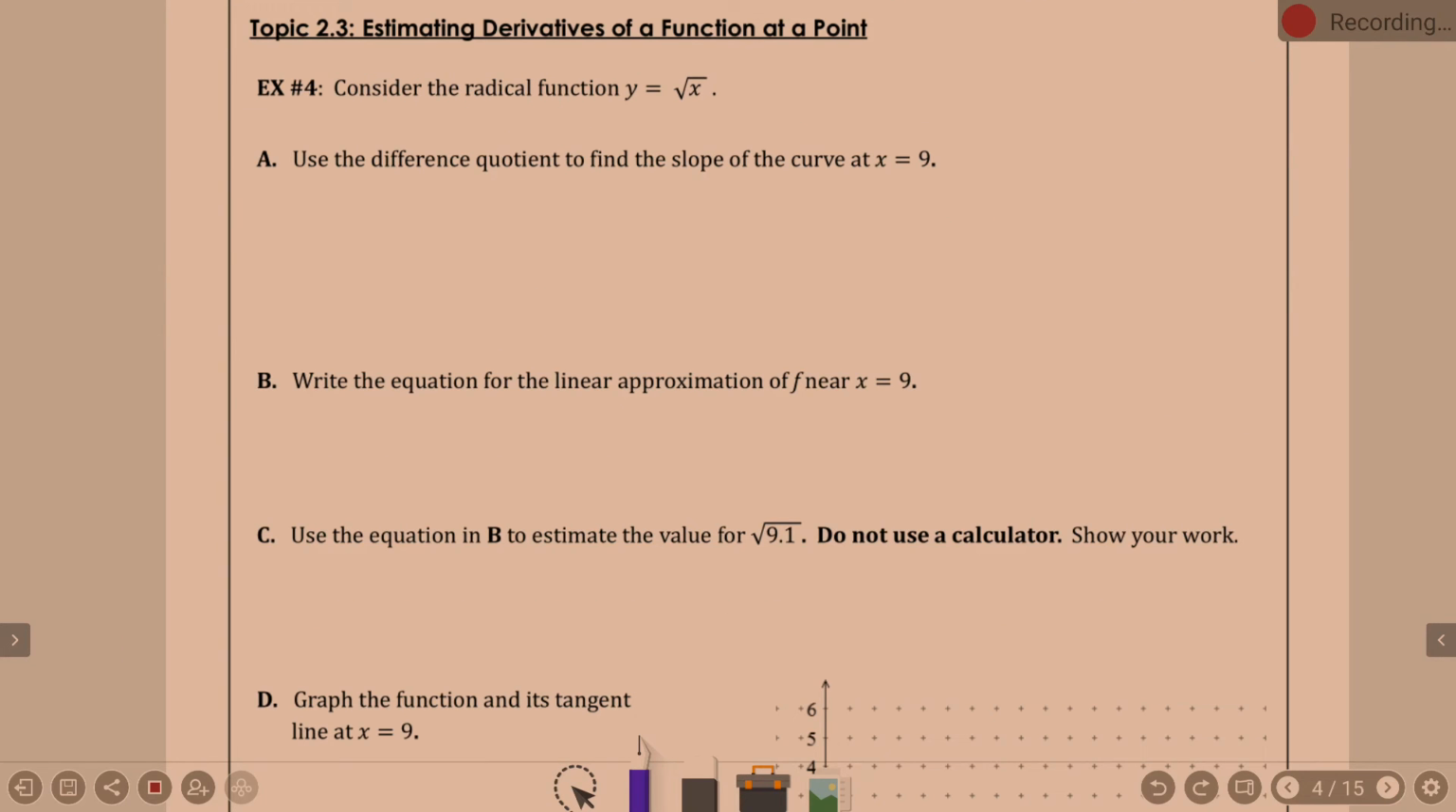Consider the radical function y equals the square root of x. Use the difference quotient to find the slope of the curve at x equals 9.